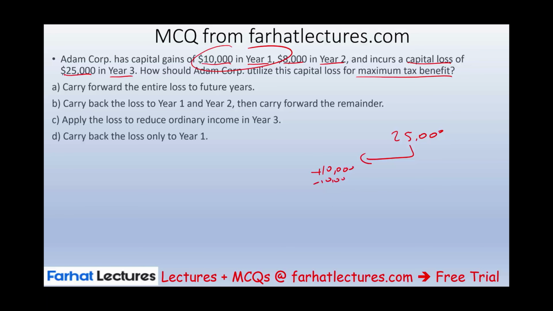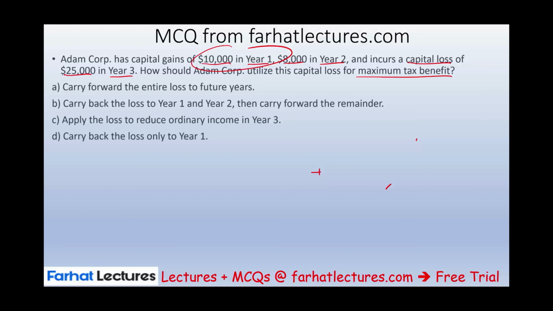Take out the gain. Then I'm going to have an $8,000 gain in year 2. Again, use up $8,000. And I wiped out $18,000 of capital gains. I'm going to get a refund immediately. This is what you should do. So what answer illustrates this concept?